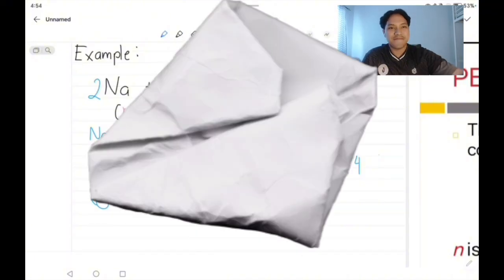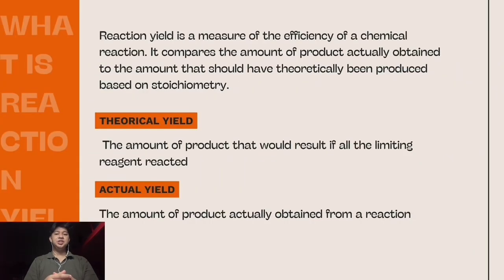Thank you. We talk about reaction yield. Reaction yield is the measure of the efficiency of any chemical reaction. In simple terms, it compares the amount of product that is actually obtained with what we should have obtained in the experiment.